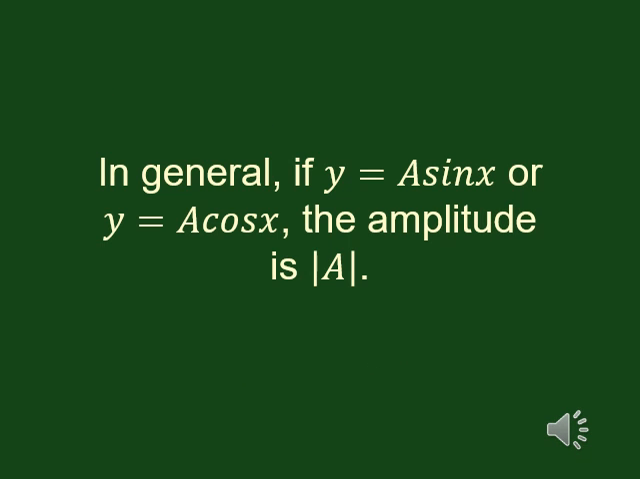And you can see here the most important thing about finding amplitude. If you have an equation that says y equals a sine x or y equals a cosine x, the amplitude is always going to be the absolute value of a. Normally people think of it as just a, but if a happens to be negative, you throw away that minus, and that's why it's the absolute value of a.